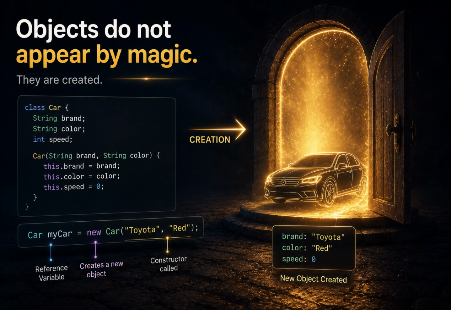So how does an object finally come to life? In Java, the journey usually begins with a single keyword. The keyword is new. It may look simple, but behind that small word, something extraordinary happens. Memory is allocated and space is reserved. And a brand new object begins its existence inside the program. What was once only a design now becomes reality.